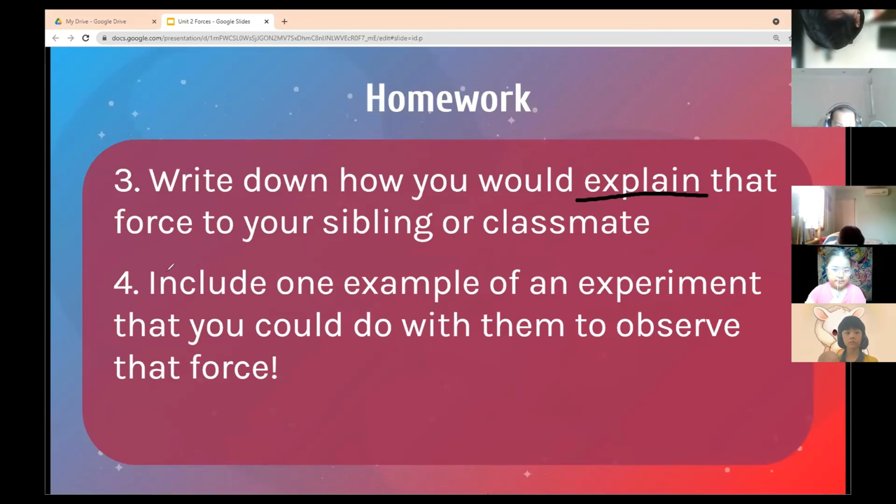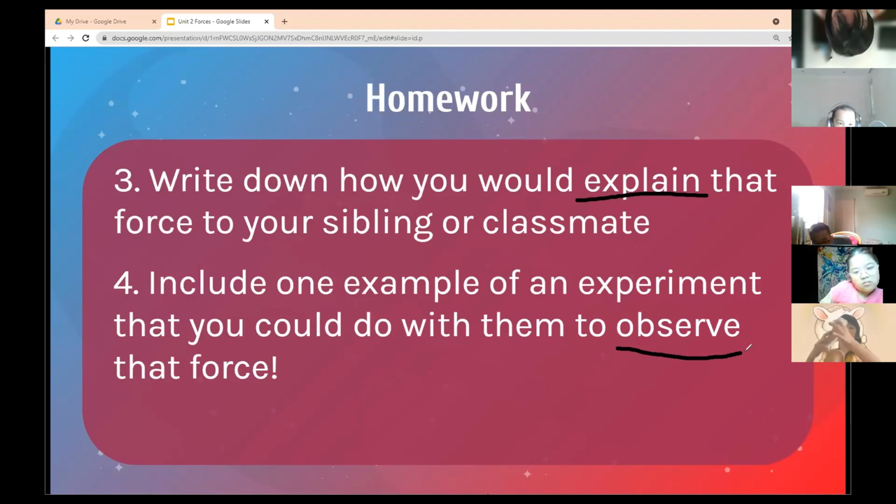And then I also want you guys to include one example of an experiment that you could do with them to observe that force. What experiment would you want to do with them to help them see that force? So maybe you choose static electricity. What's an experiment you could do with static electricity? Bunny, what's an experiment? Or Sam, I haven't called on Sam yet. Sam, what's an example of an experiment we could do with static electricity?